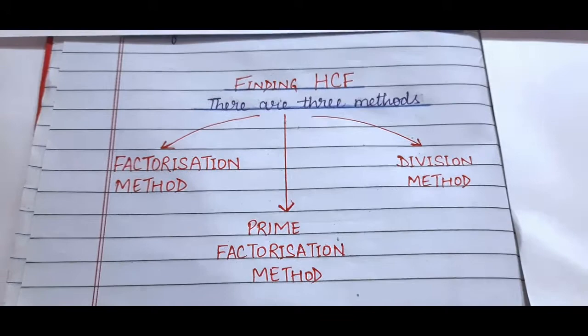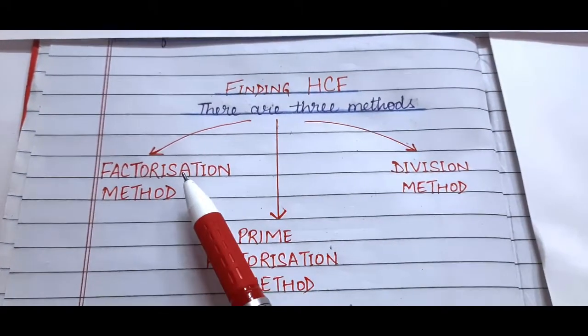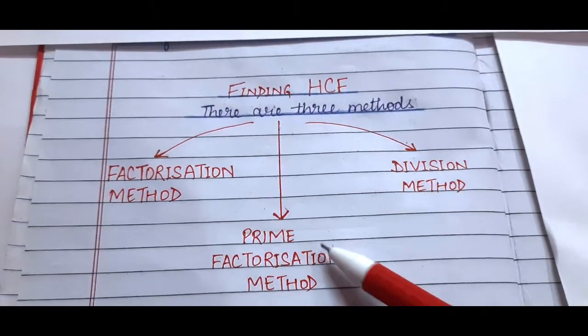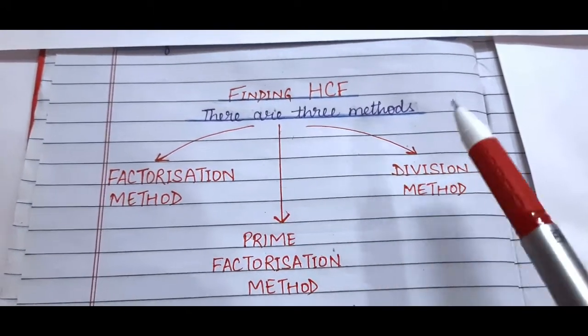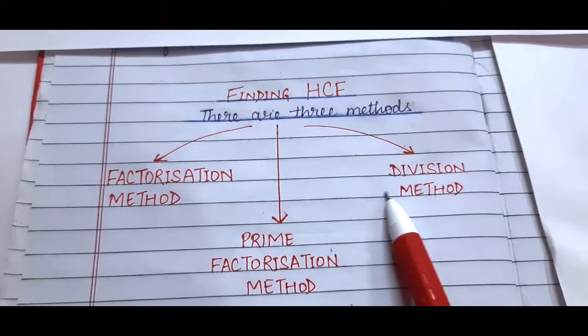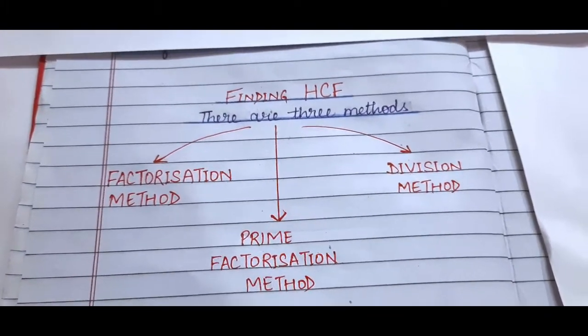So there are three methods of finding HCF as you can see here. First is the factorization method, second is the prime factorization method, and the third one is the division method. So in the next video, I will explain all these methods to you one by one.